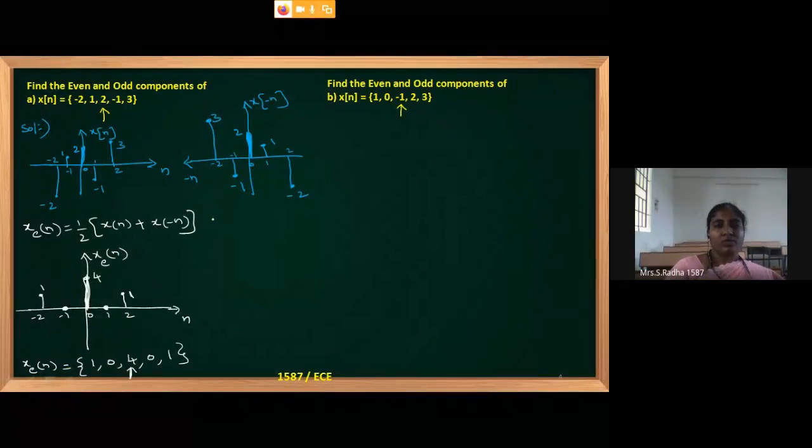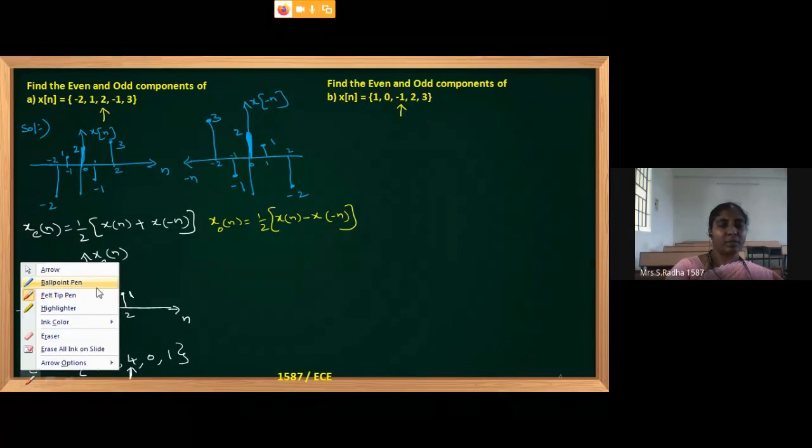Now I will go with the odd component of n, which is nothing but half of x of n minus x of minus n. This is first diagram minus second diagram.